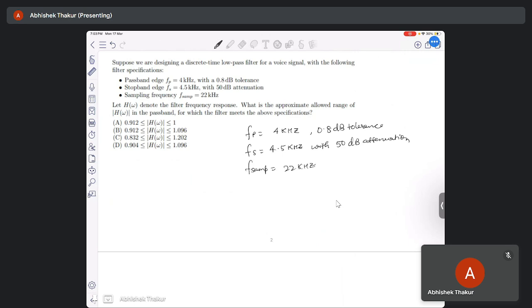So, here H omega denotes the filter frequency response. What is the approximate allowed range of magnitude of H omega in the pass band for which the filter meets the above specification? So a tolerance of 0.8 dB in the passband implies that the filter gain will lie between minus 0.8 dB and 0.8 dB.